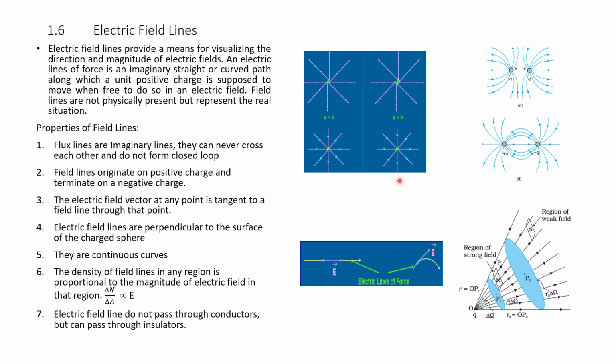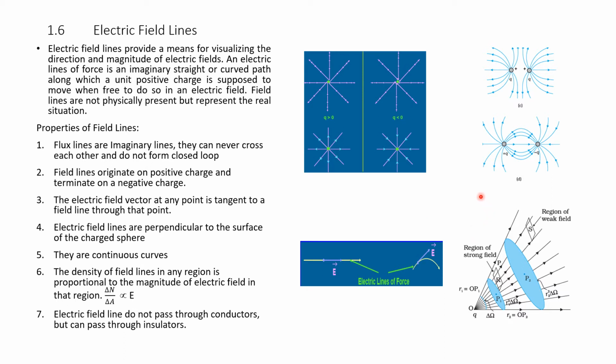Electric field lines are imaginary and can be straight lines or curved lines. A unit positive charge, when free to move in an electric field, would follow such a line. These lines are not physically present, they are only imaginary, but they represent the real situation. Field lines can never cross each other. If you see all these diagrams, you will find that field lines are never crossing each other.